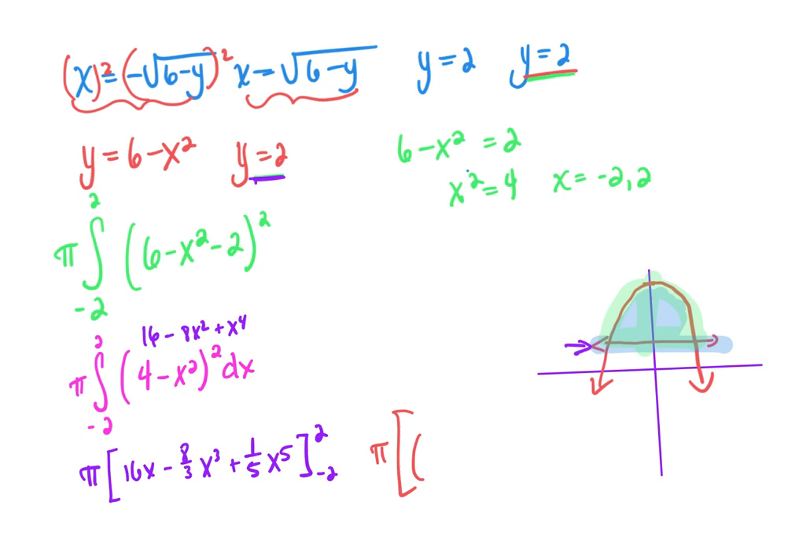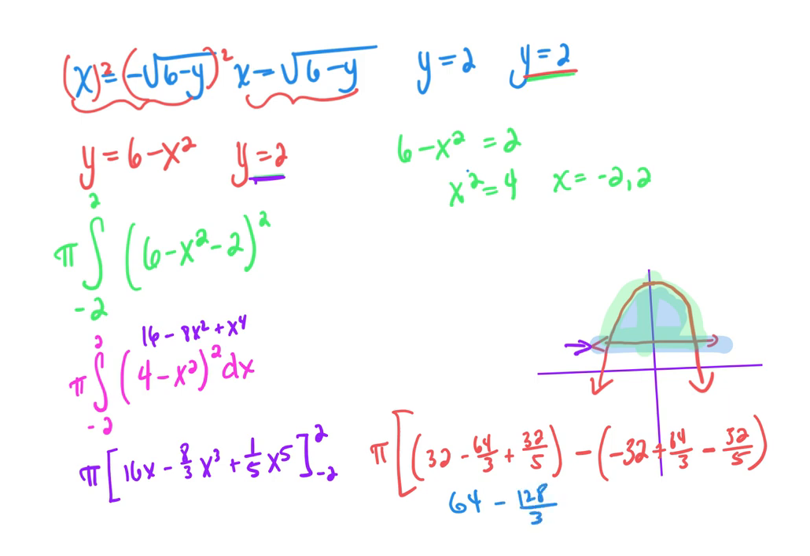So plugging in a positive 2, 32 minus 64 thirds plus 32 fifths. And then minus negative 32 plus 64 thirds minus 32 fifths. They actually all double, is what happens, I think. You're going to get a massively big common denominator, 15, right? 512 by.